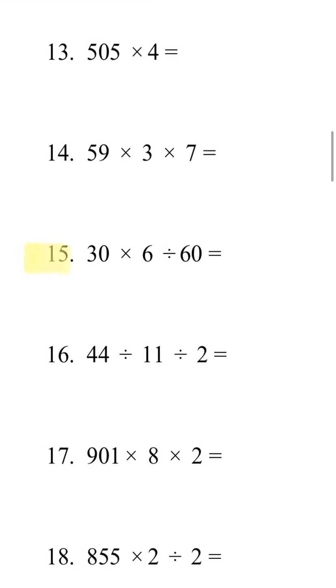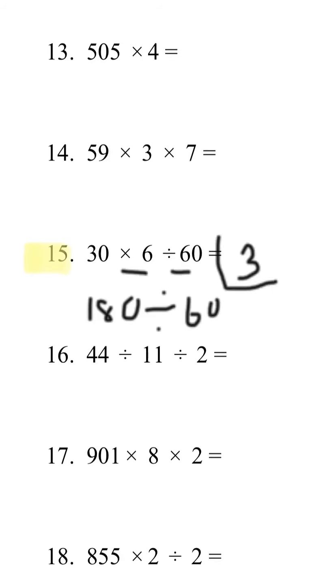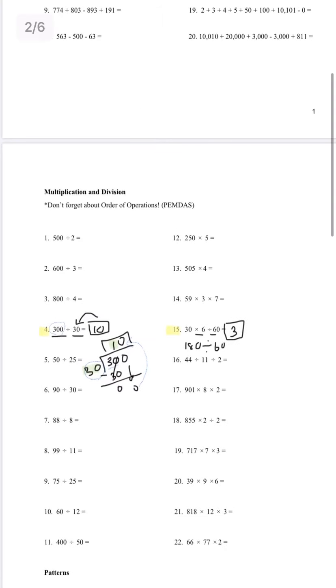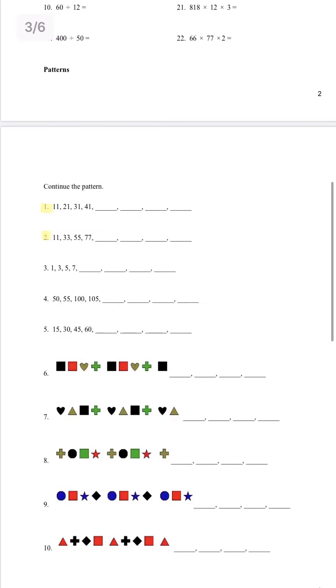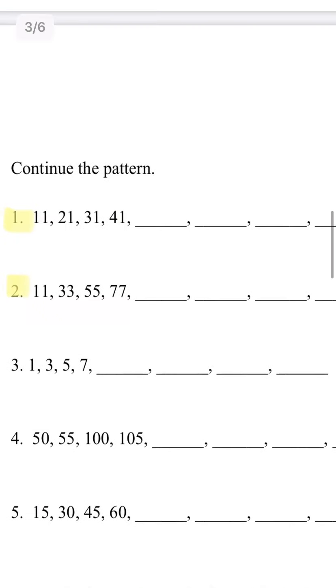Number 15. Again, we have multiplication and division together, so then just follow the rule of left to right. So 30 times 6, that's 180, right? Divided by 60 is 3. So 3 is your answer. So again, go ahead and pause, finish the page, and then let's move on to patterns.